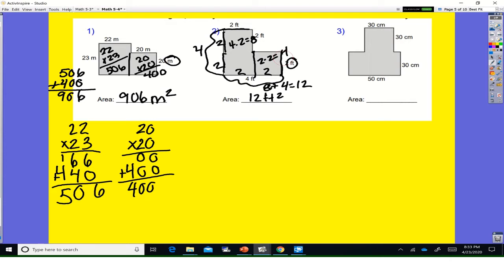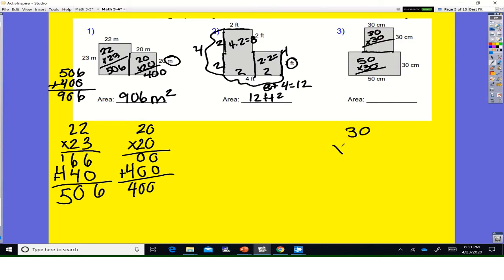Okay, now number 3, pause it, make sure that you're doing it correctly. I'm going to show you how I did it. I broke it up right here. 50 times 30 is going to be in this box. And 30 times 30 is going to be in the square.